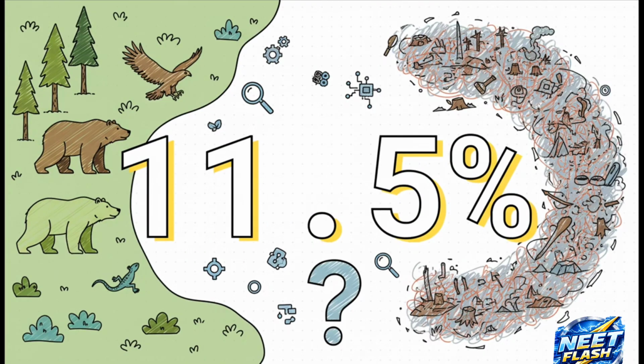11.5%. That's it. That is the percentage of our planet's land that's currently set aside in preserves to protect all the different species out there. So as you learn about all the pressures that life on Earth is facing, you'll be able to ask that critical question, is this enough?